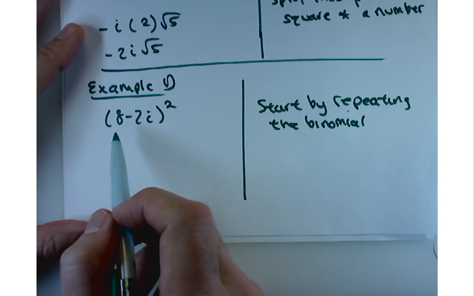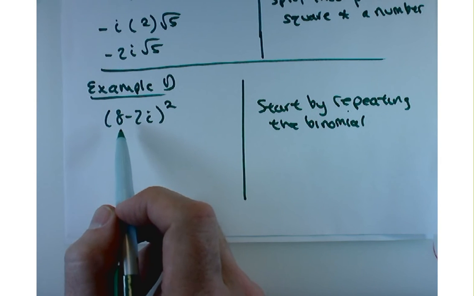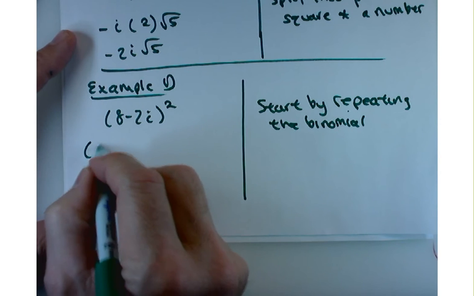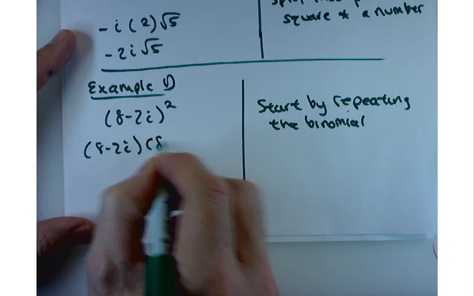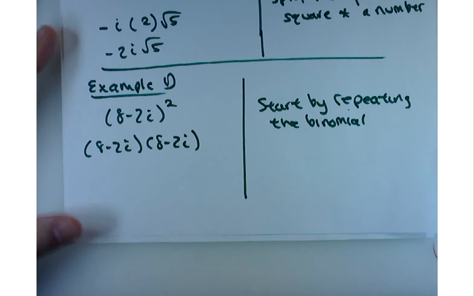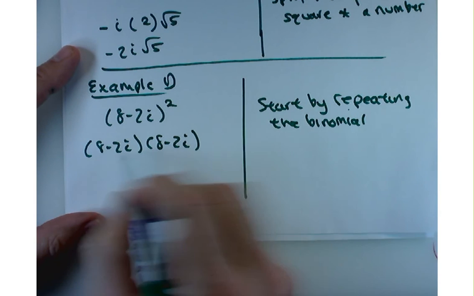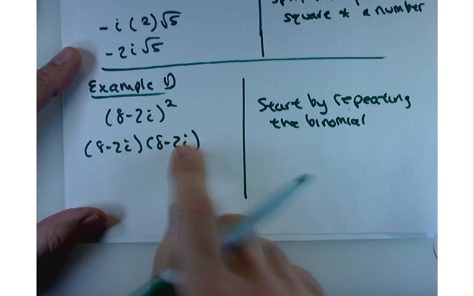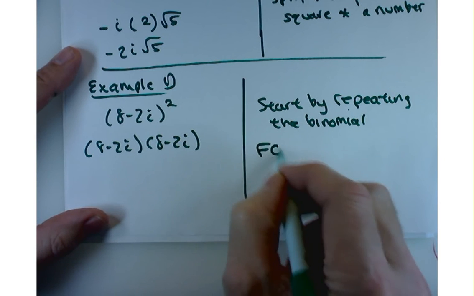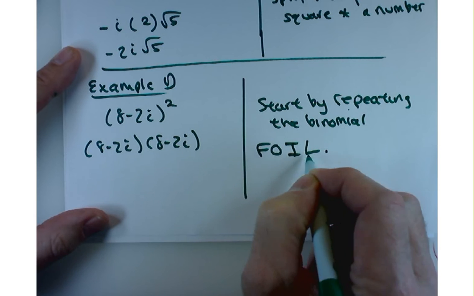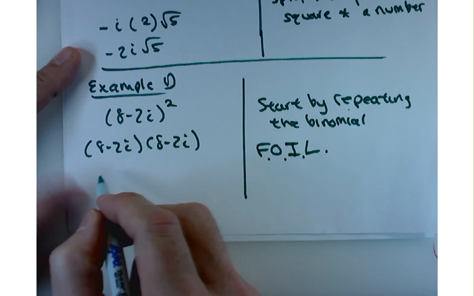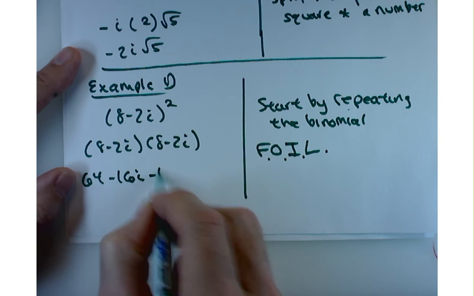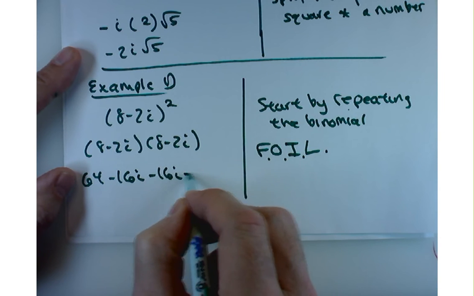So the trick on this one is you're going to repeat the binomial. You're going to write this as 8 minus 2i times 8 minus 2i. And then the next thing you do, well, you've got a binomial times a binomial. What's our trick for working on that? FOIL. First, outside, inside, last. So 64 minus 16i minus 16i again.